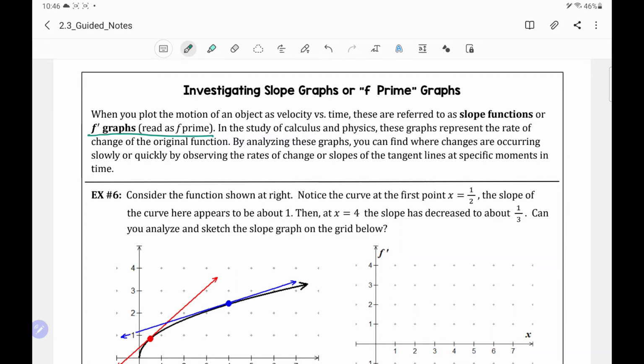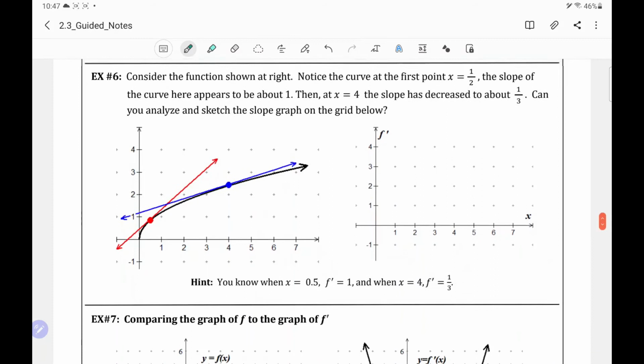By analyzing these graphs, you can find where changes are occurring slowly or quickly by observing the rates of change, or slopes of the tangent lines at specific moments in time. Okay, so the key thing is to notice it's the f prime graphs. Remember velocity, if we flash back to earlier in AP Calculus, we talked about that velocity is basically like the derivative, or it's taking the tangent lines and making a graph out of the slopes of the tangent lines. So let's just look at an example and it'll probably make more sense.